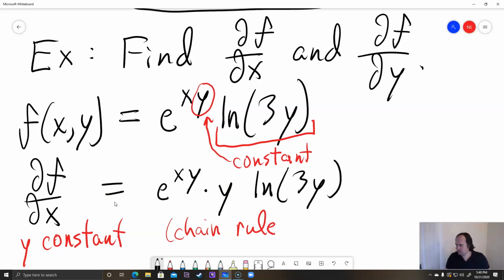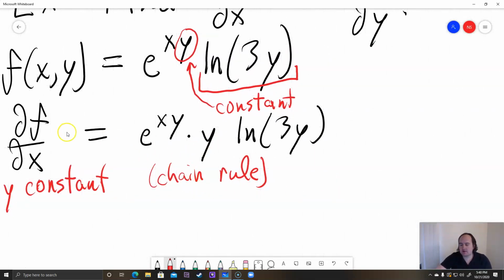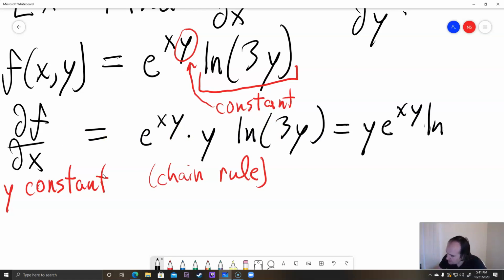We still have our ln of 3y. And because y is constant, ln of 3y is constant, which means we don't have to take the derivative of that. And then to write our answer the way they do in my math lab, we're going to be writing it with the y first, and then the e to the xy, and then the ln of 3y last. So our answer is going to be y e to the xy times ln of 3y.